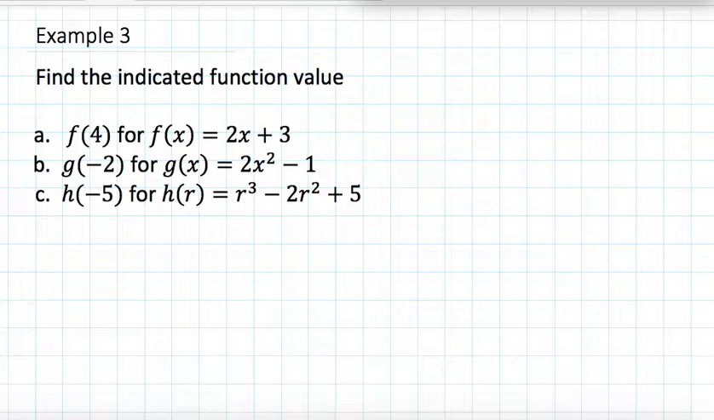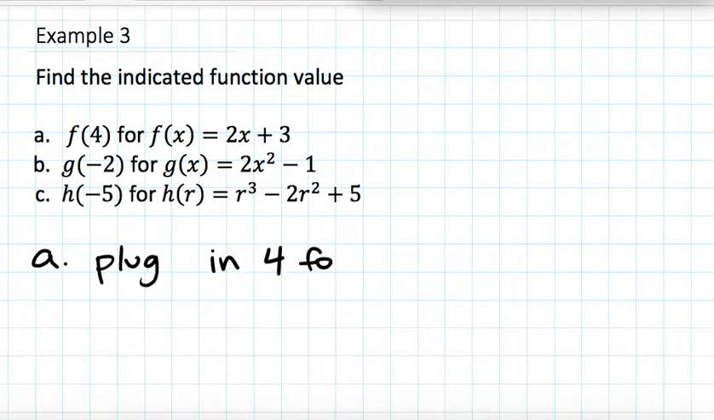Example 3 says to find the indicated function value. And basically all that means is that you're going to plug in the value that they give you for x. So for part A, it says to find f of 4 for f of x equals 2x plus 3, and that means that I'm going to plug in 4 for x. And so when I do that, I get f of 4.